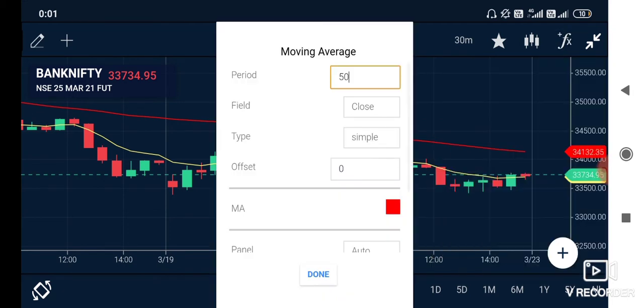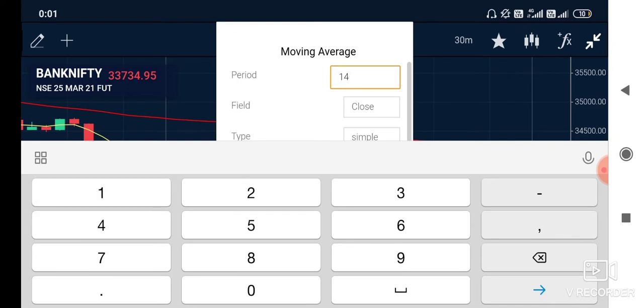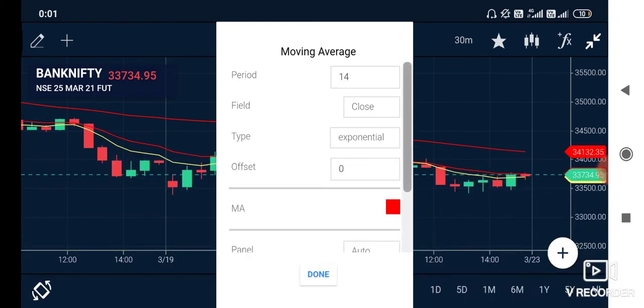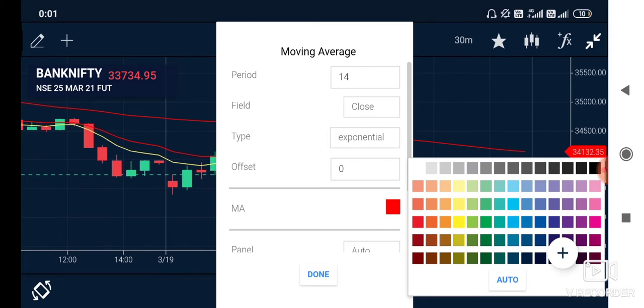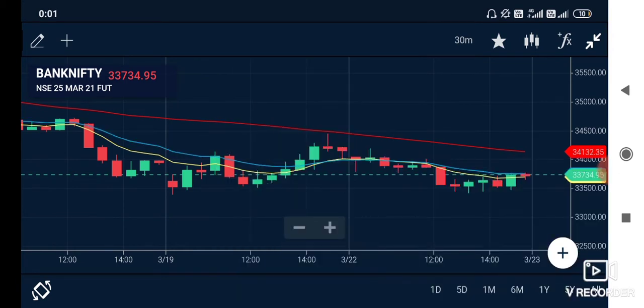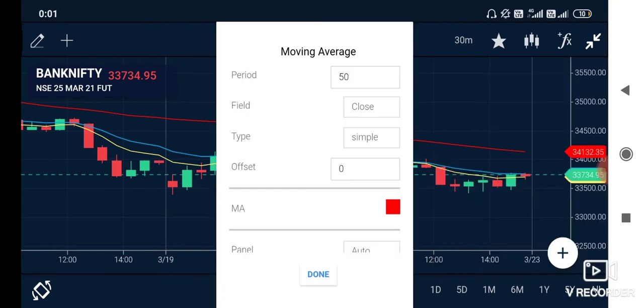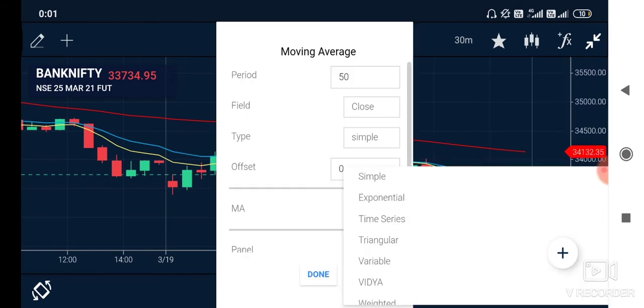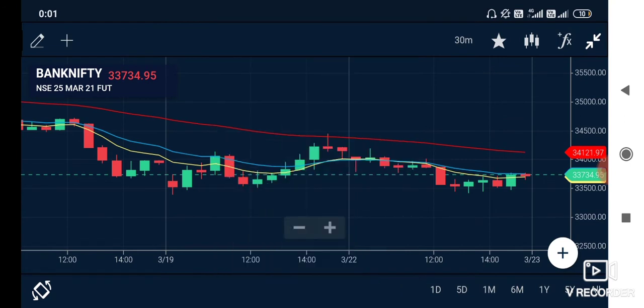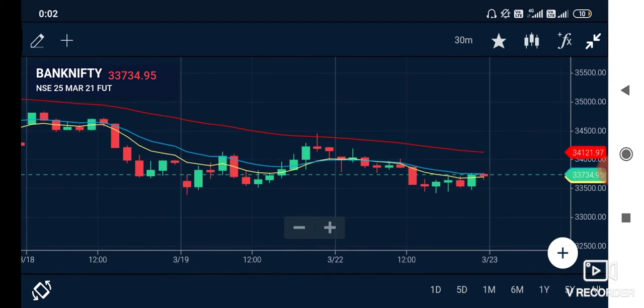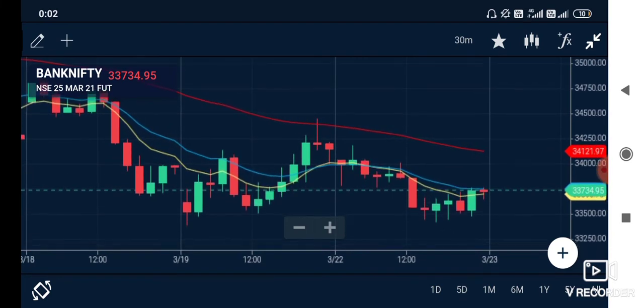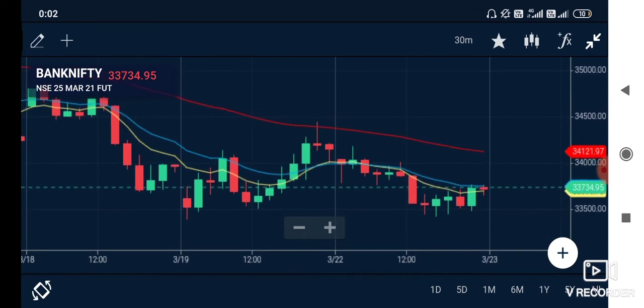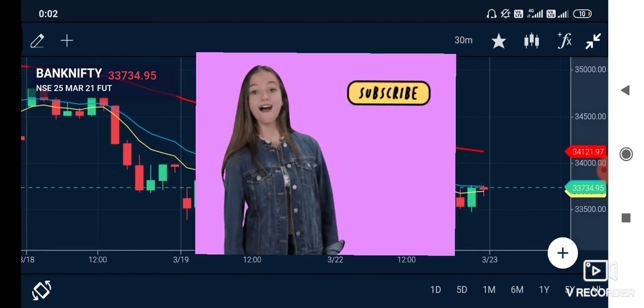The second one that we are going to use is the 14 period moving average. Similar logic, make it exponential, and let's color it blue. Then we have the 50 moving average, which we'll also make exponential and keep red. So now we have 3 moving averages plotted on the chart: the yellow one is the 8 moving average, the blue one is the 14 moving average, and the red one is the 50 moving average, all exponential.